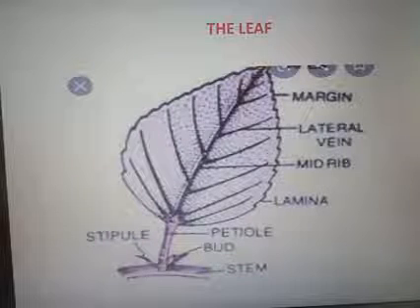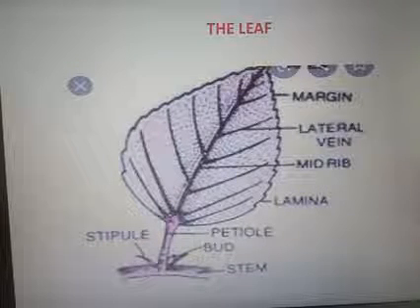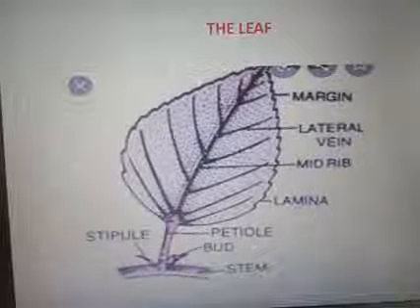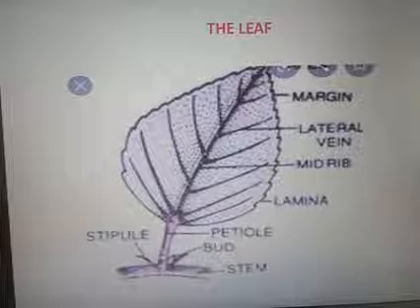Everyone, welcome to our chapter. We are discussing the chapter Morphology of the Flowering Plants. We discussed the structure of the stem and the root. Next we are discussing the leaf, morphology of leaf.